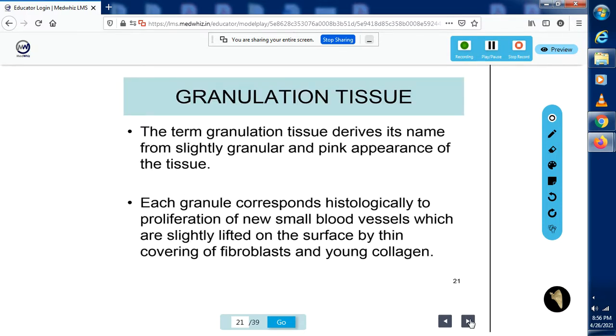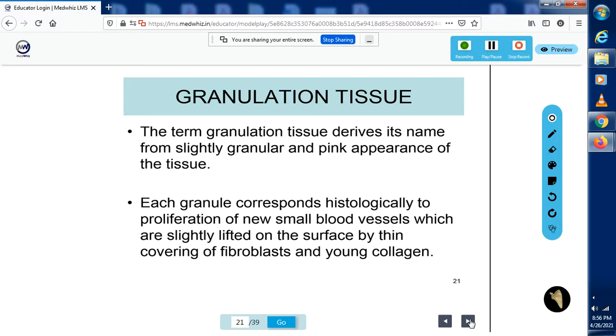Then coming to the third slide, that is granulation tissue. Granulation tissue is mainly involved in the process of repair. Whenever a tissue is inflamed or damaged, finally it has to heal. That process can lead to granulation tissue. The term granulation tissue means it is granular and pink in appearance.